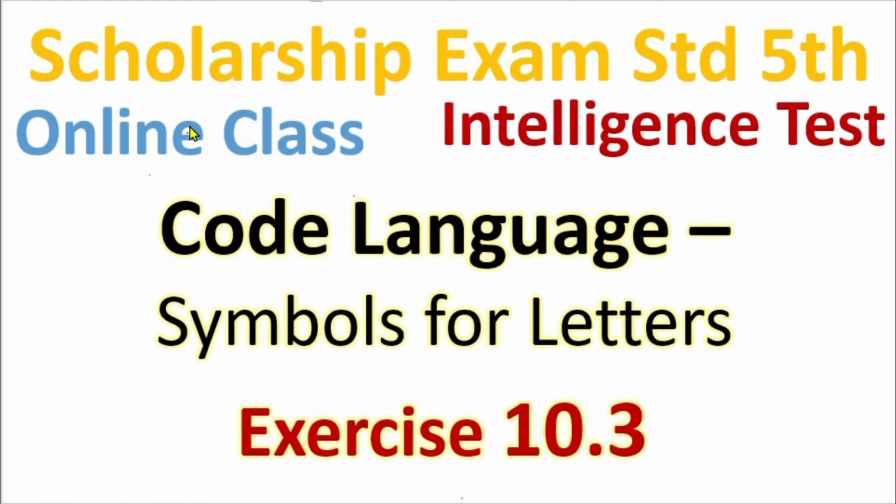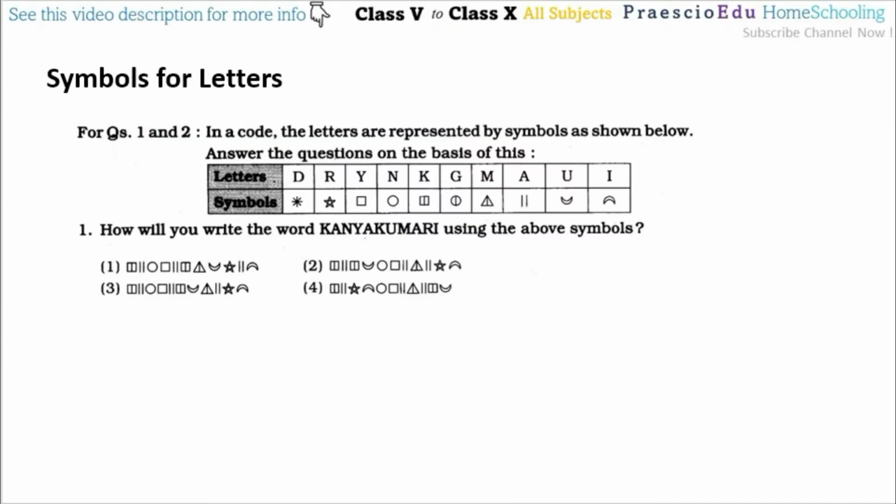This is Scholarship Exam Standard 5th online class, subject Intelligent Test, and the topic is code language, specially symbols for the letters. So in this video we are going to see exercise 10.3. Before the exercise there are some model questions also given, so we will make an overview of these. This is already solved in our book.